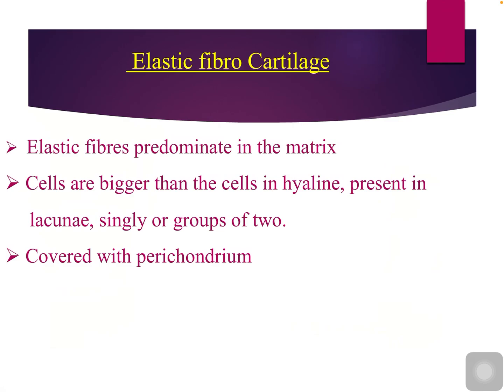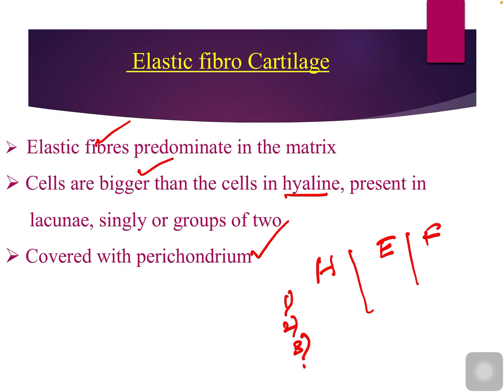So these elastic fibers are predominant. Cells are bigger than in the hyaline cartilage. They are also present in lacunae, singly or in groups of two, and it also has perichondrium. Now you should be able to write differences between hyaline, elastic and fibro. If you are asked, you should put differences from perichondrium to all the other appearances.